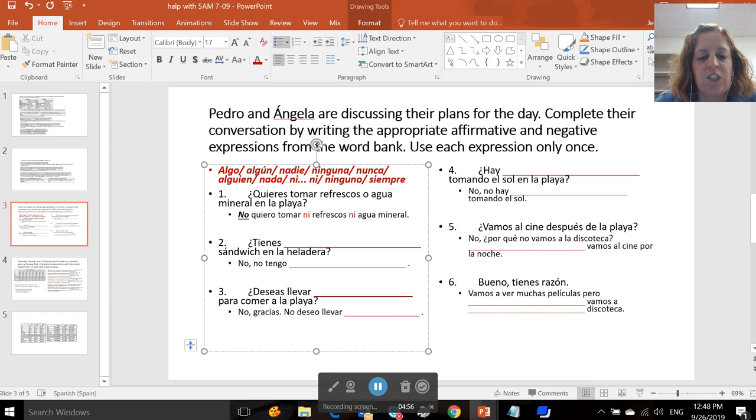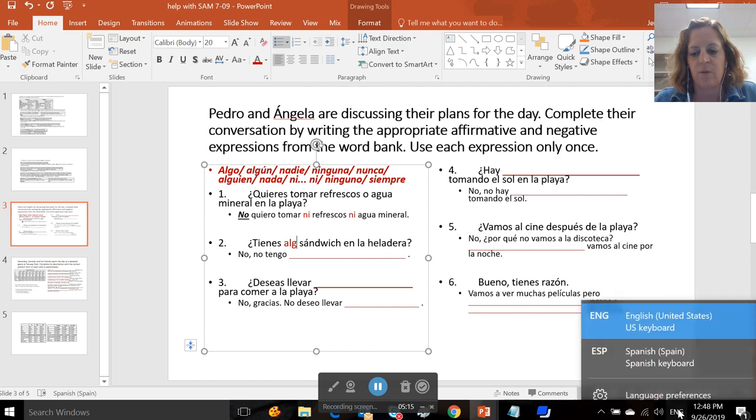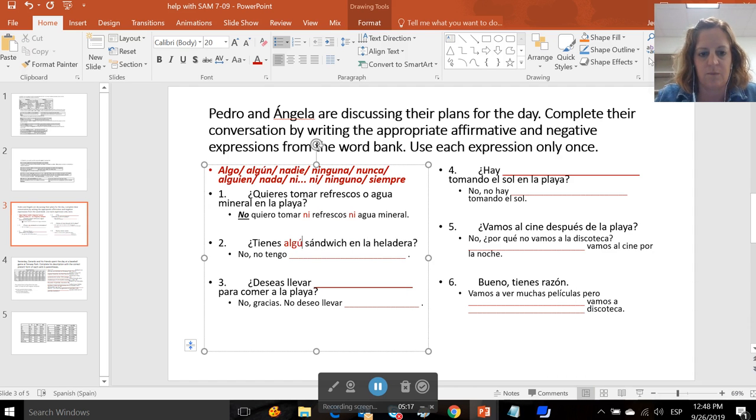¿Tienes blank sandwich en la heladera? Okay, so it's saying, do you have like some sandwich in the heladera. So this would be affirmative. So some is algún, and then ninguno is like none. So you would use algún here. It's asking, do you have some sandwich?